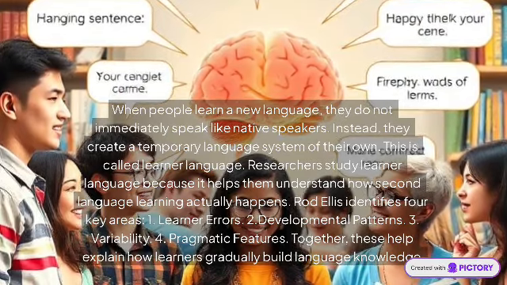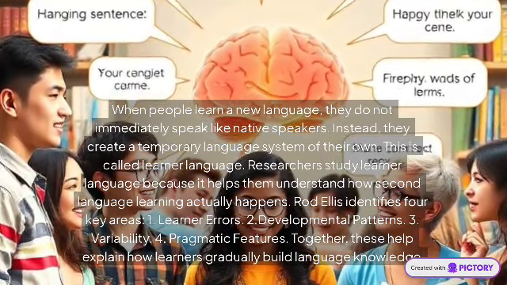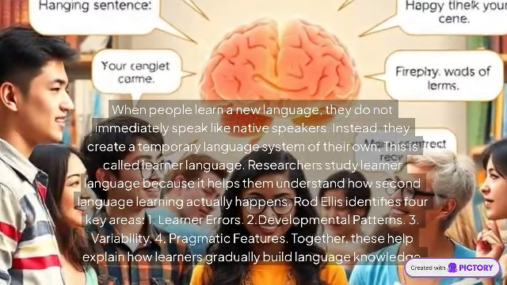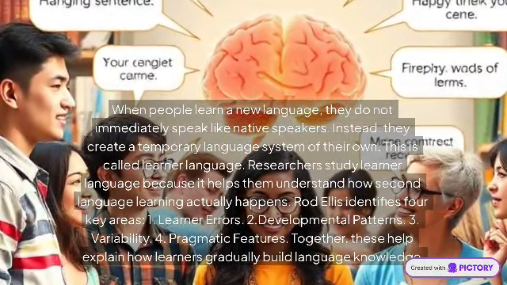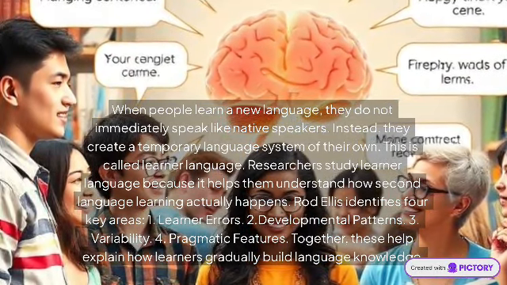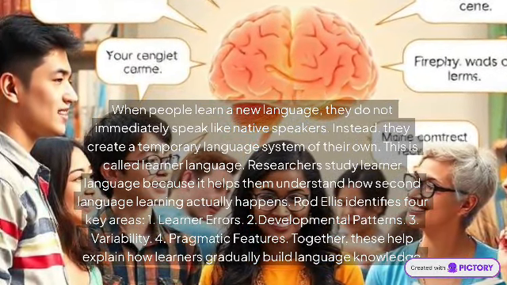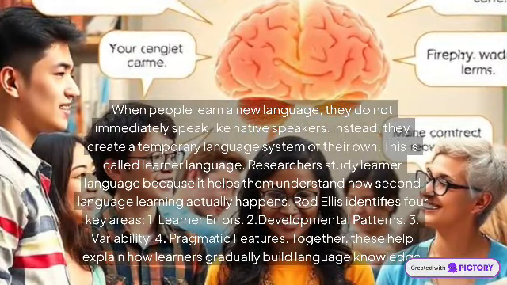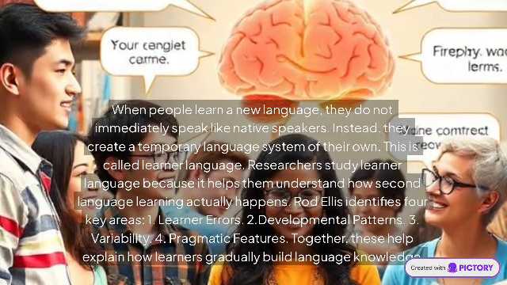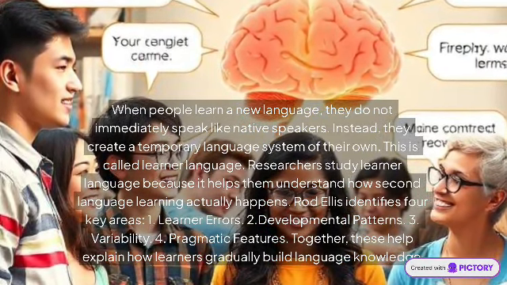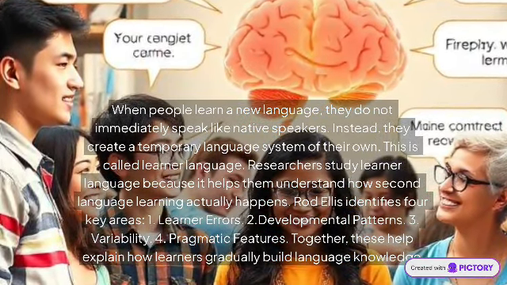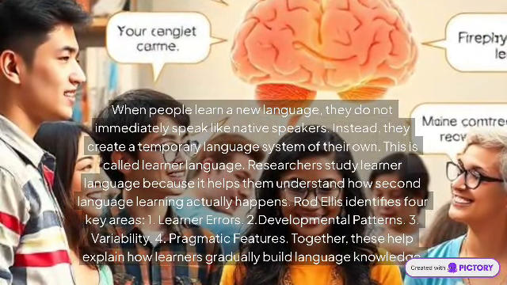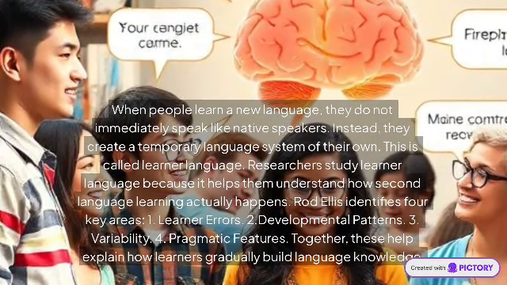When people learn a new language, they do not immediately speak like native speakers. Instead, they create a temporary language system of their own. This is called learner language. Researchers study learner language because it helps them understand how second language learning actually happens. Rod Ellis identifies 4 key areas: 1. Learner errors. 2. Developmental patterns. 3. Variability. 4. Pragmatic features. Together, these help explain how learners gradually build language knowledge.